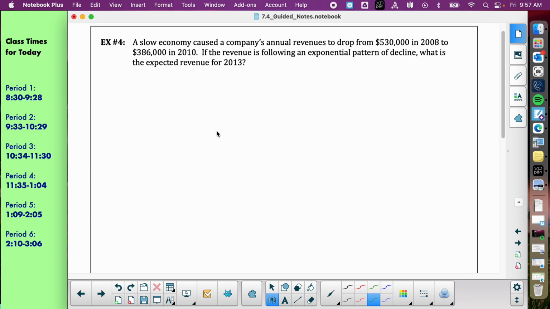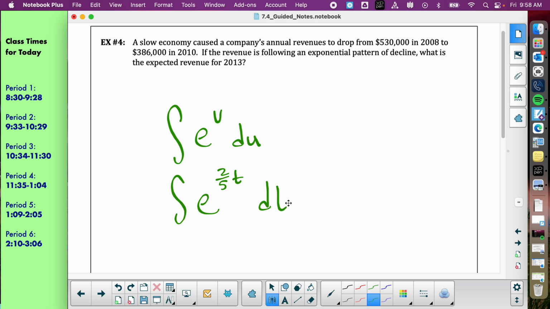I'll write it here and then erase it. If you integrate e to the u, you need the derivative of the power with it. So if you're trying to integrate e to the 2/5 t, the dt would need a 2/5 here and a 5/2 out front. And then the integral would become just e to the 2/5 t. So this would be the answer, times 5/2 times whatever number was in the front. Oh yeah, 3,000, and then you get 7,500.